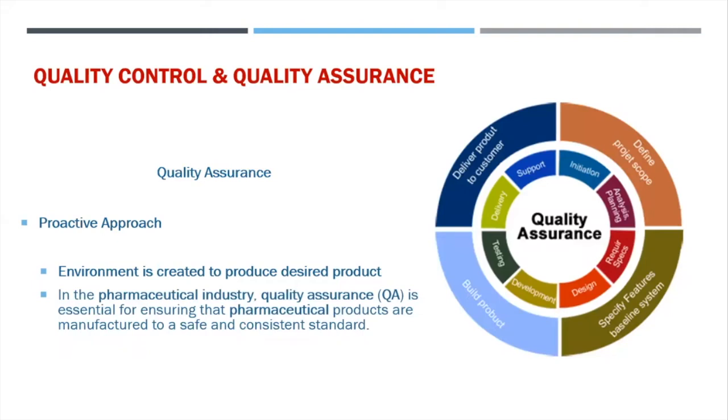In the pharmaceutical industry, quality assurance is essential for ensuring that pharmaceutical products are manufactured to a safe and consistent standard. So whatever we have been talking about in GMP, the validation, the qualification, for everything, starting from the raw material, then the premises, and of course the people, the procedures, the equipment, the testing equipment. We talk about qualification and validation very frequently. This is what quality assurance is.